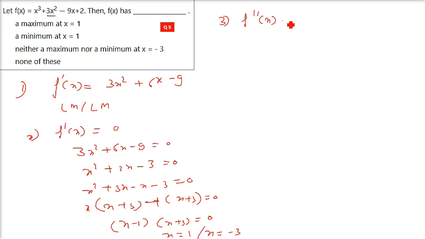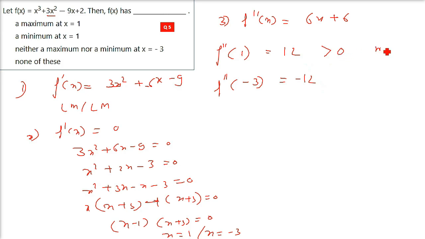The third step is f double dash x, which is the double differentiation. It will be 6x plus 6. We need to check for the possibility of minimum and maximum, not the value, at 1 and negative 3. When you put 1, 6 into 1 plus 6 is 12. When you place negative 3, 6 into negative 3 plus 6 is negative 12. 12 is greater than 0, so it is minimum. At negative 3 it's minus 12, so it's maximum. You got the minimum and maximum at which values?